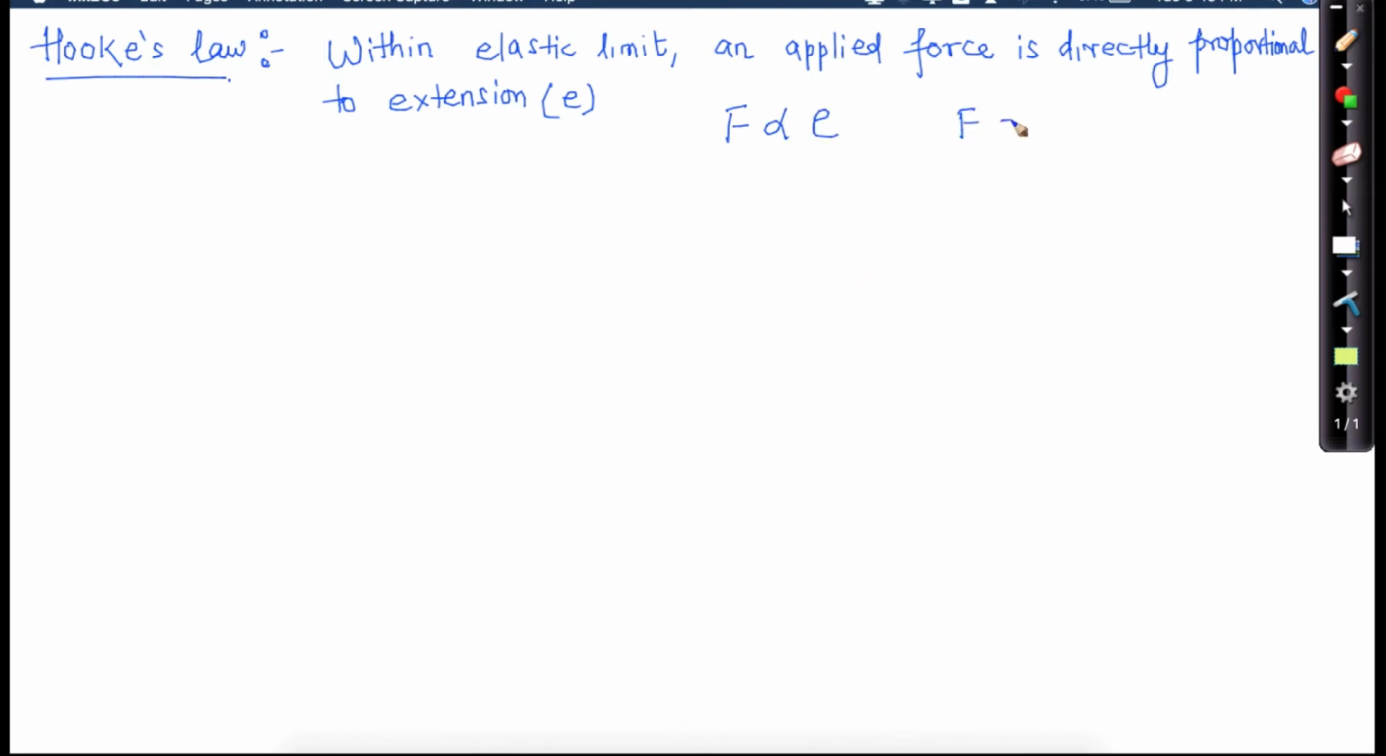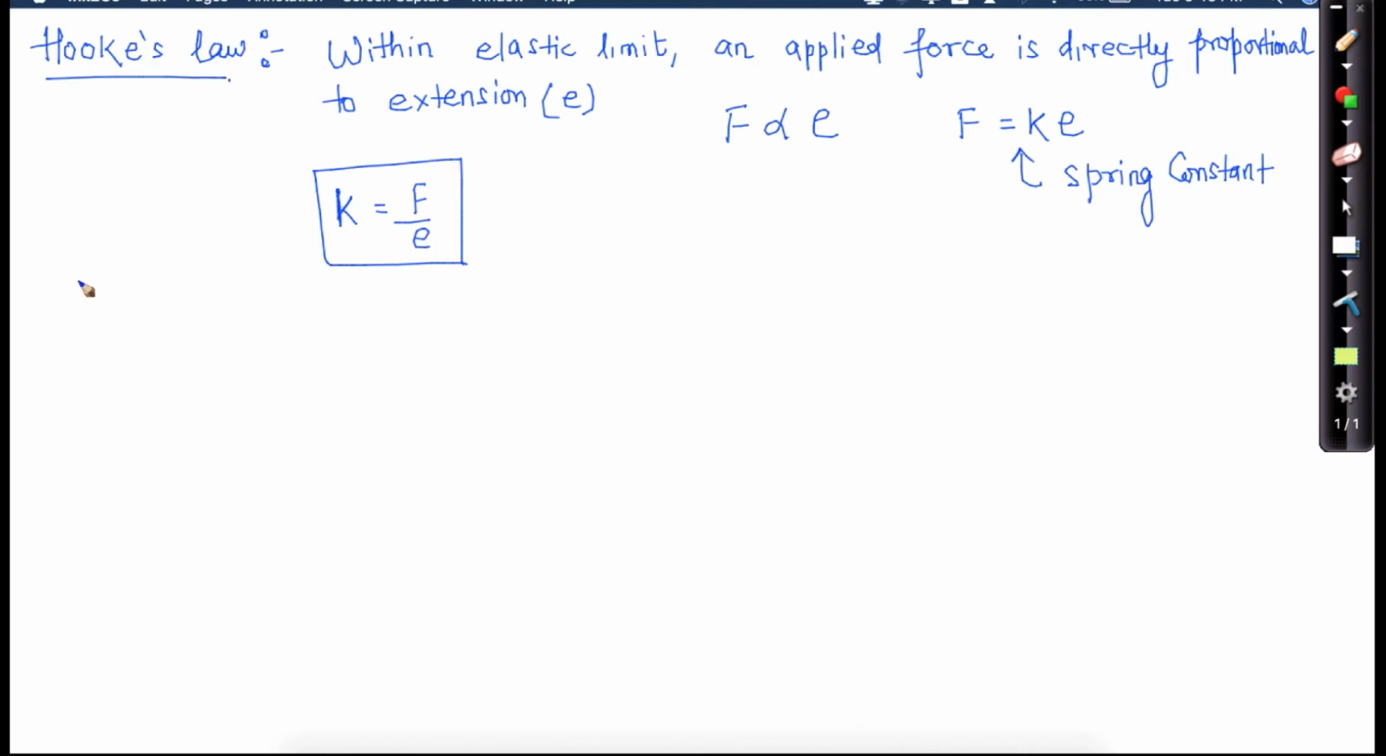If you remove this proportionality sign, you will get the constant K. And this K is the spring constant. So how can we get the value of spring constant? We can get the value of spring constant by F by E. And one more thing, if you see that the value of K is very large, it means that particular spring is a hard spring. If the value of this particular K is very low, it means that particular spring is a soft spring.